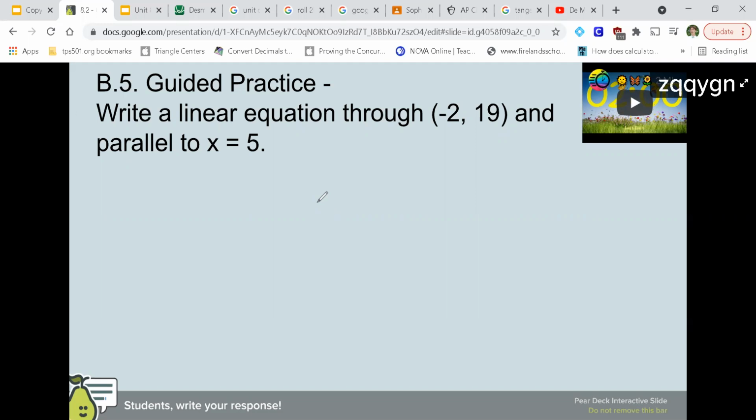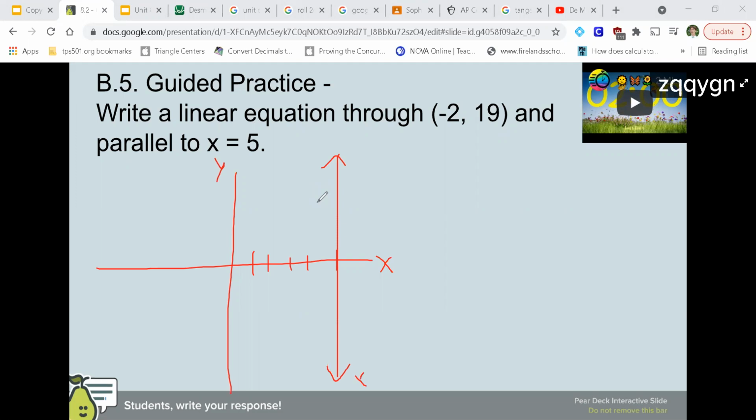Let me show it to you graphically, and that might help. 1, 2, 3, 4, 5. This is the line x equals 5. I need a line that's going to go through this point, -2, 19, that is parallel to this one. Draw what you think that line looks like, and then tell me what the equation is for that line.